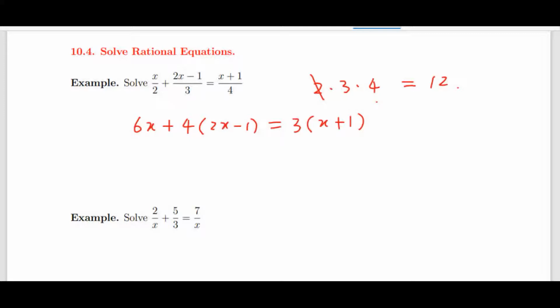Multiply 12, so 12 over 4 becomes 3. So this is a linear equation. We put the x terms together, so we have 6x plus 8 minus this 3. Then the constants: negative 4, we put 4 here, and plus 3. So this equals 11x equals 7, right? So we can easily get to the solution.